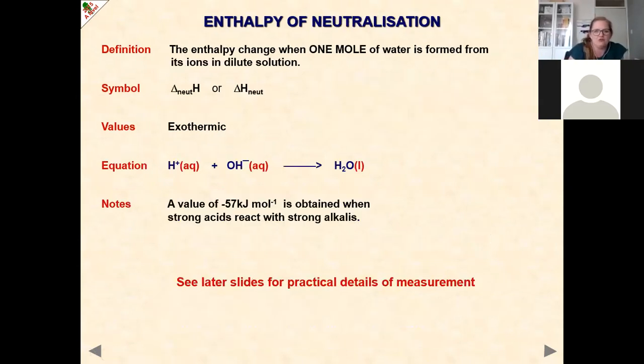We can also have enthalpy of neutralization. Funnily enough, the definition is almost the same as the other two. This is our enthalpy change when 1 mole of water is formed from its ions in a dilute solution. So again, we can have delta neut H or delta H neut. This again is an exothermic reaction. So our equation would be H+ (aq) plus OH- (aq) goes to H2O (l). A value of minus 57 kilojoules per mole is obtained when strong acids react with strong alkalis. Okay, so that's really important to remember.